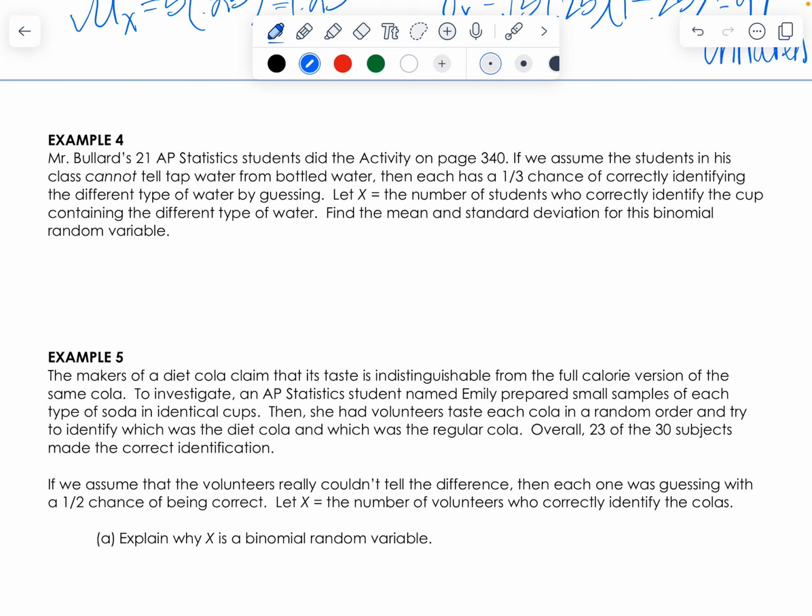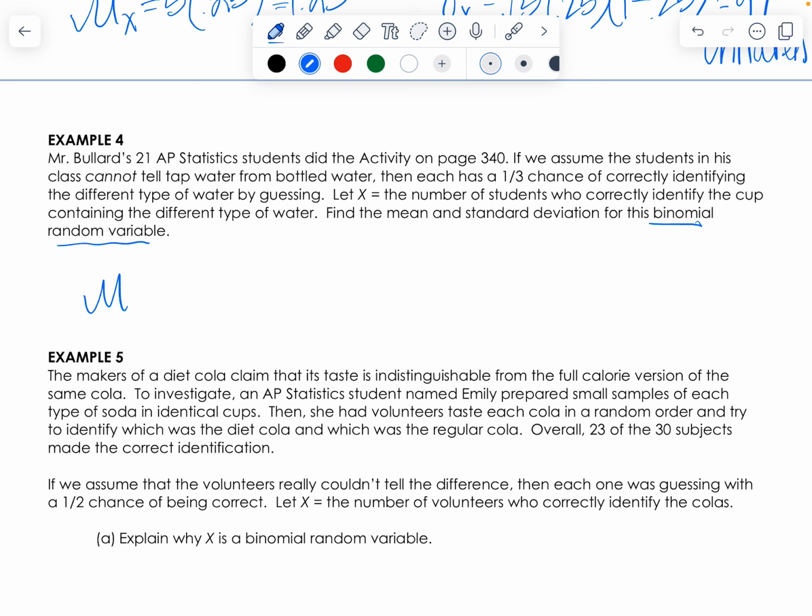We're going to let X be the number of students who correctly identify the cup containing the different type of water. Find the mean and standard deviation for this binomial random variable. Because it says it's a binomial random variable, we do not need to show BINS. We already proved that. Well, I guess it was provided.